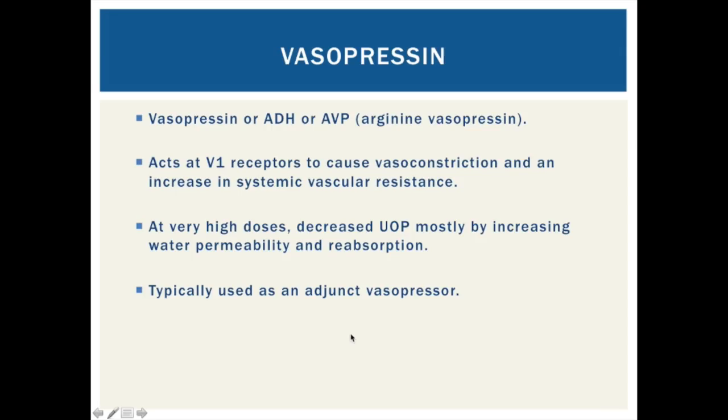All right, so vasopressin. It has lots of names: ADH, AVP, or arginine vasopressin. This acts at V1 receptors, causing vasoconstriction and an increase in SVR. Now, the other thing here: at really high doses, it decreases urine output by increasing water permeability and reabsorption. This pressor is typically not a first line.